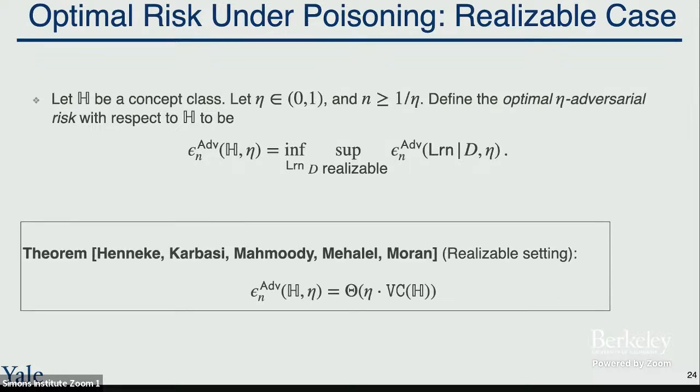That's the optimum adversarial risk. And then what we can show is that the optimal adversarial risk is going to be eta times the VC dimension. This is tight. There is an upper and lower bound that match. So that's a crisp characterization of the risk in the realizable case.